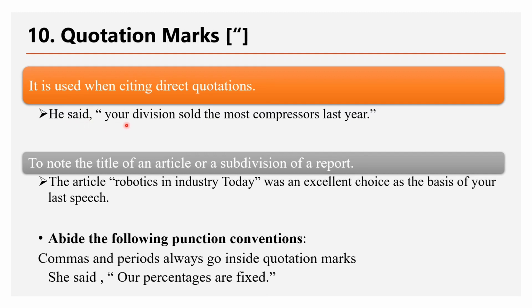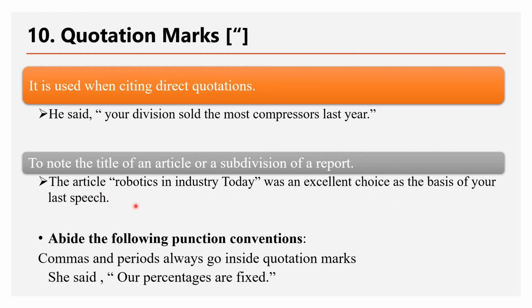Next, to note the title of an article or a subdivision of a report. For example, "The article 'Robotics in Industry Today' was an excellent choice as the basis of your last speech." In this example, Robotics in Industry Today is the title of an article and it is written within quotation marks.